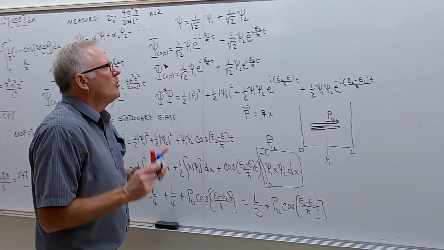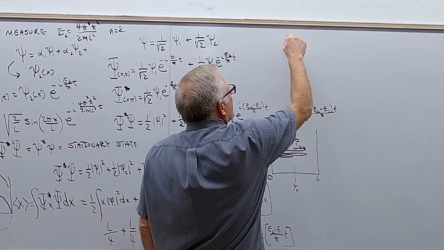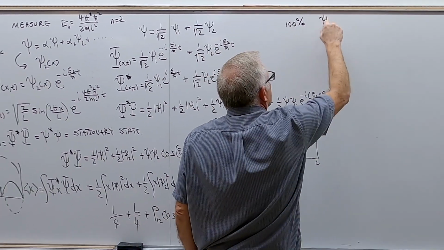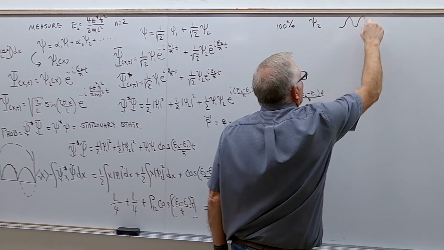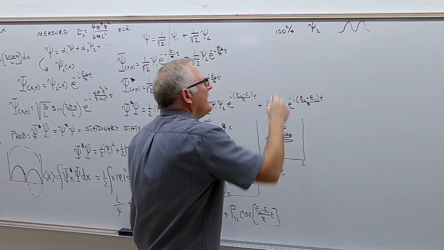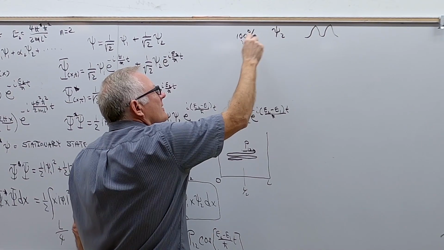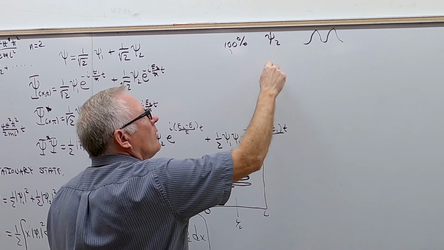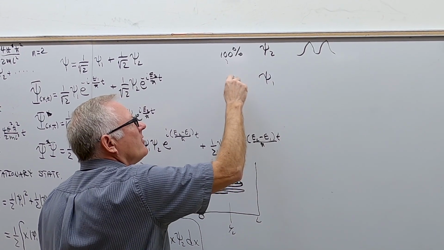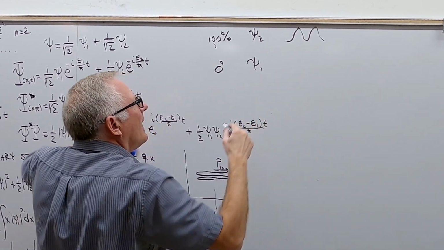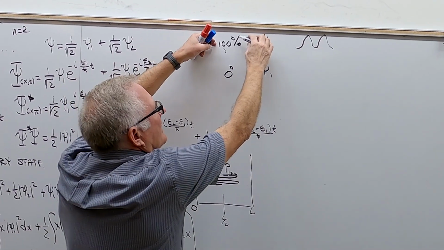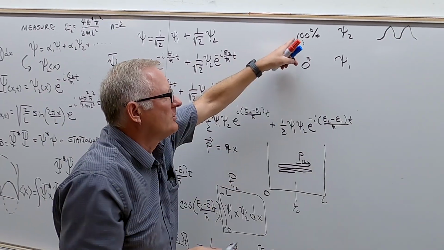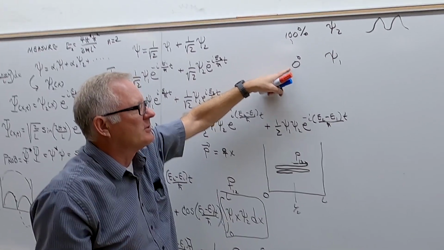What I'm doing in the movie is I'm going to start out 100% in state psi 2. So you'll see 2 bumps to begin with. And then the amount in psi 2 will drop, and the amount in psi 1 will start out with 0%. And then as time goes on, this number is going to drop and this number is going to increase. Right here, this one's actually going to go like a cosine, and this one's going to go like a sine.